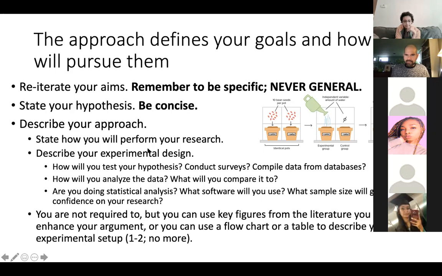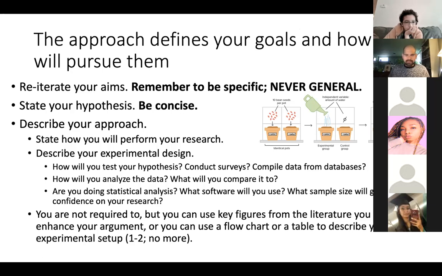So you're not required to, but you're welcome to use figures from a paper to illustrate a point that you're making during your proposal. So if you think a paper has a flow chart that shows what it is, then you can copy it, with references attached to it, okay?